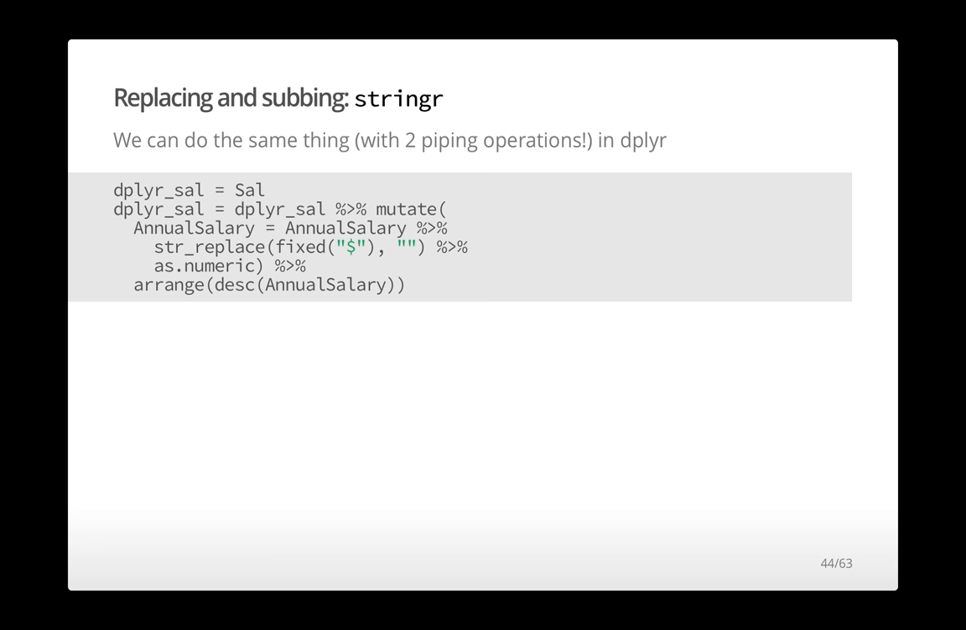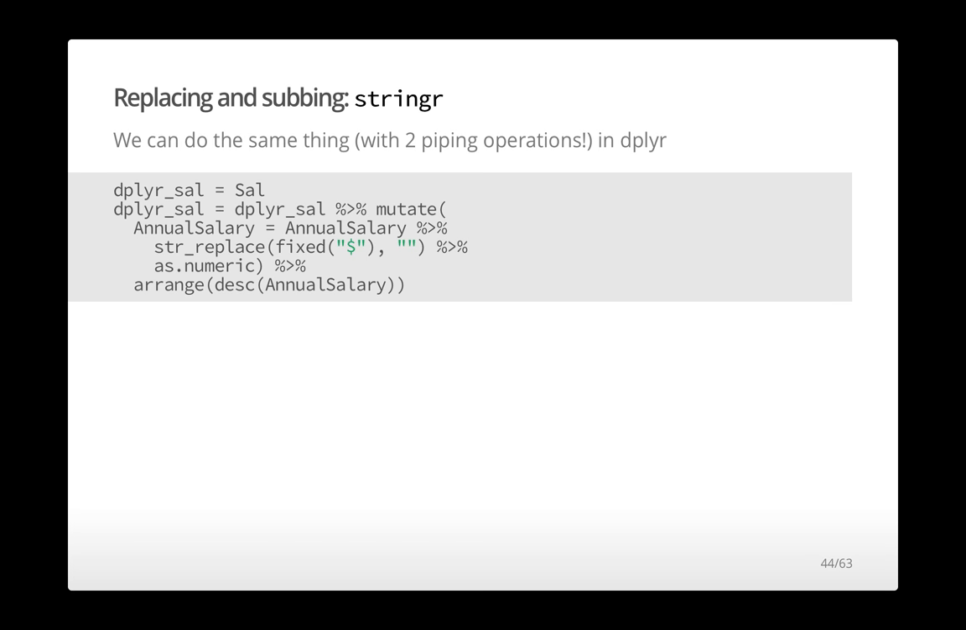Here, I'm just copying over the data set and reassigning it. I'm piping it into this mutate. So I'm saying, I want to replace this column, annual salary. I'm replacing that column, and then I'm taking that string, piping it into str replace, saying dollar sign, make it nothing, which means remove it, and then turn it into a numeric, and then arrange the data.